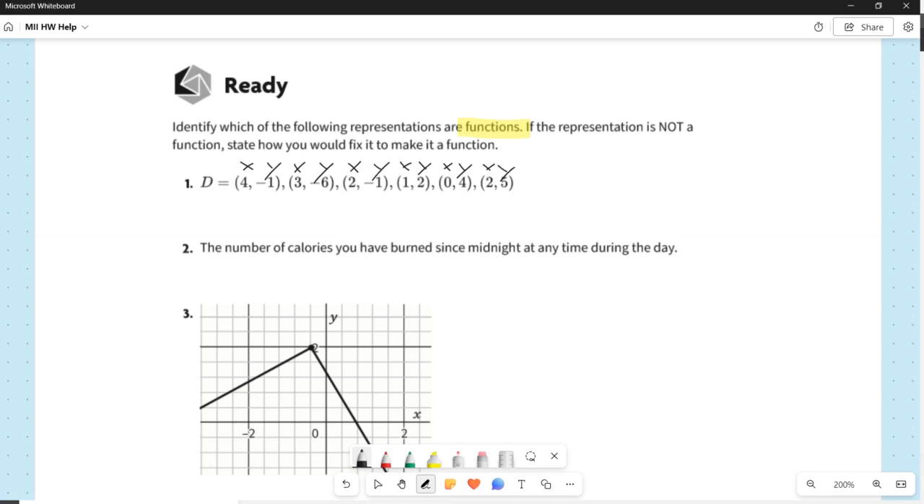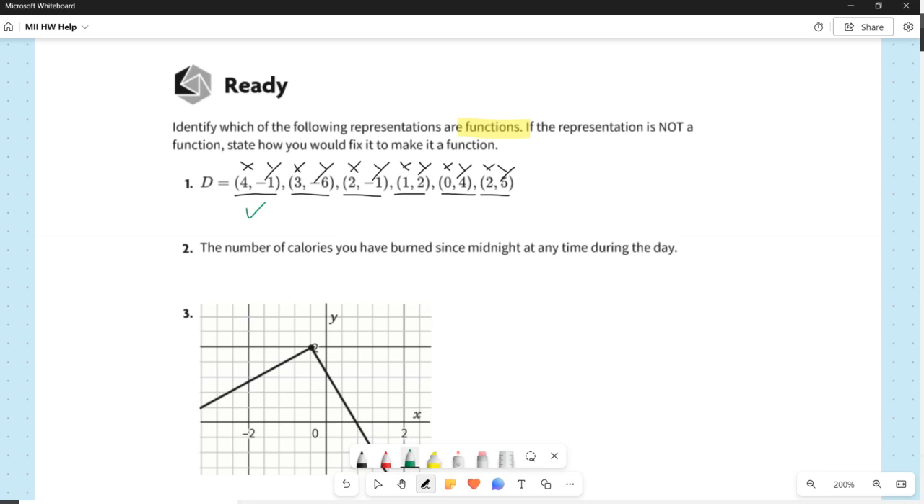So if you plug in an input and you get multiple possible outputs, that is no longer a function. So here with number 1, we have to check. For the first pair, it's 4, -1. So when you plug in a 4, you get a -1. Now, if I check all of my other pairs here, none of them have 4 as the input.